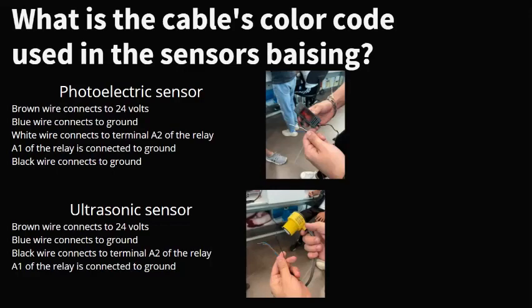And the last sensor is the ultrasonic sensor. The brown wire connects to 24 volts, the blue wire connects to ground, the black wire connects to terminal A2 of the relay, and A1 of the relay is connected to ground. That's all.